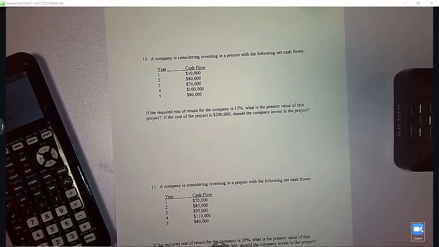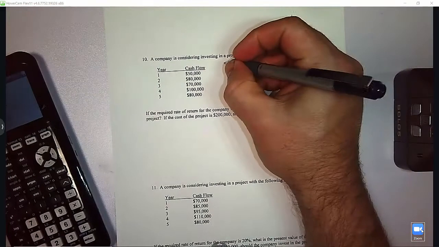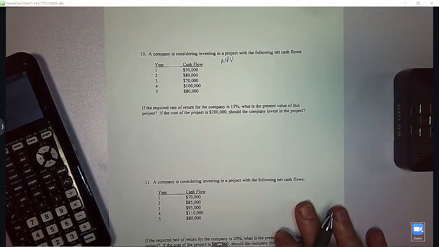So question 10 says, a company is considering investing in a project with the following net cash flows. And it gives these positive cash flows for years 1 through 5. If the required rate of return for the company is 15%, what is the present value of this project? So what we're going to do there, we're going to discount those future cash flows back at 15%. So I'm going to use the NPV function in your calculator, and that stands for net present value.